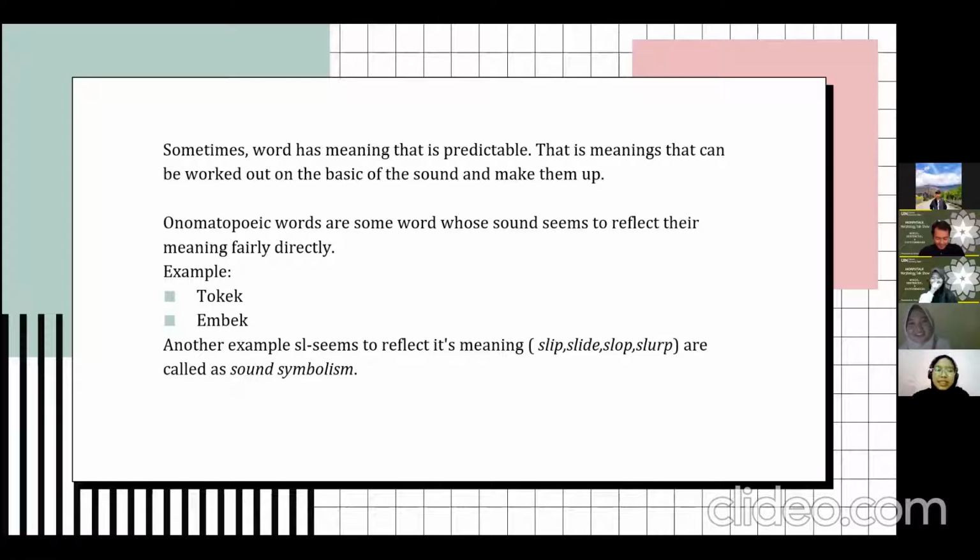Another example, SL seems to reflect meaning. Slip, slide, slop, slurp are called sound symbolism because they have the same word in the front, S and L.